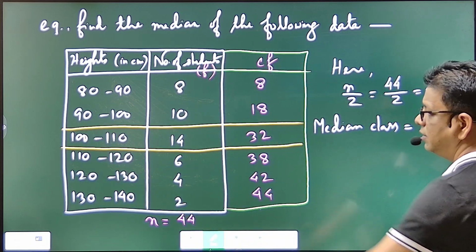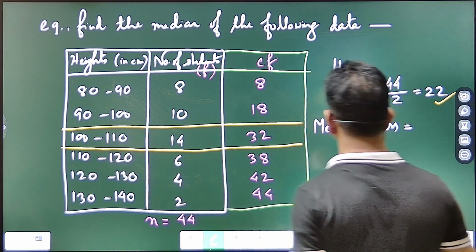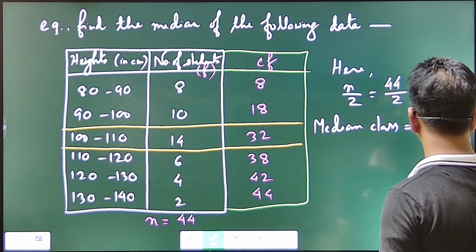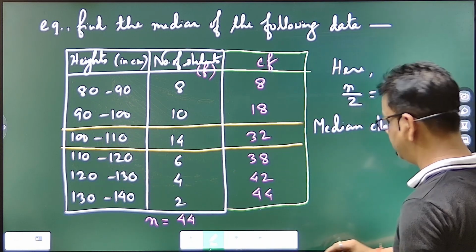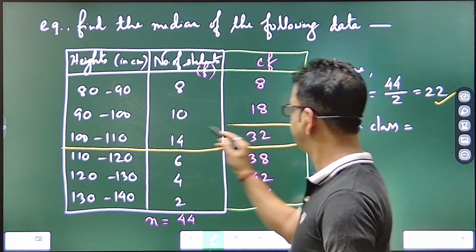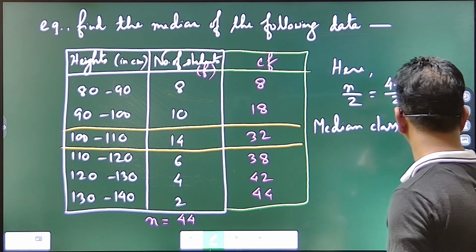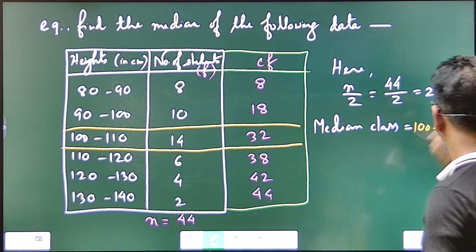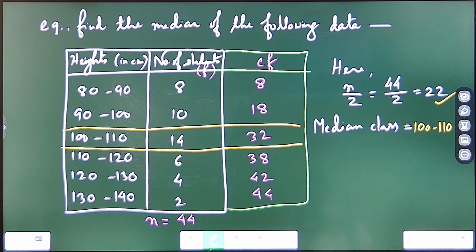Okay, and here the class is 100 to 110. So that is only your median class. 100 to 110. That is only your median class, right? So 100 to 110, median class. Any question on this? Now the rest of the things are not that difficult other than CF.